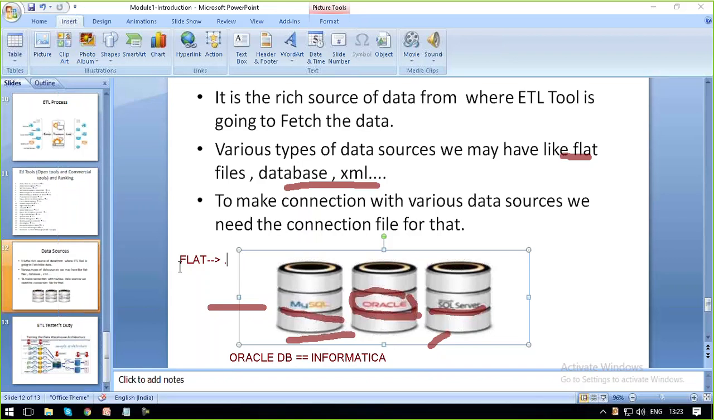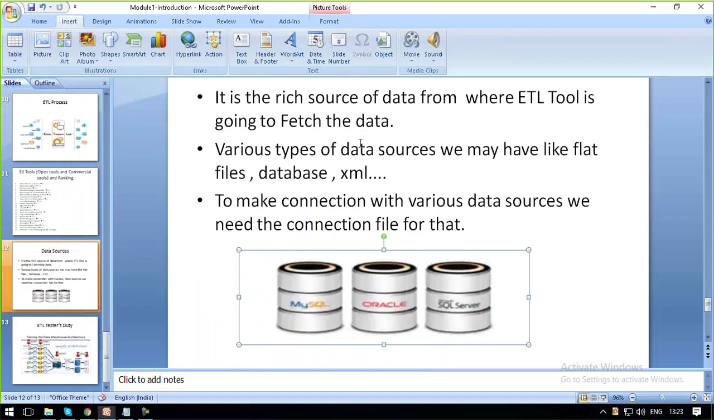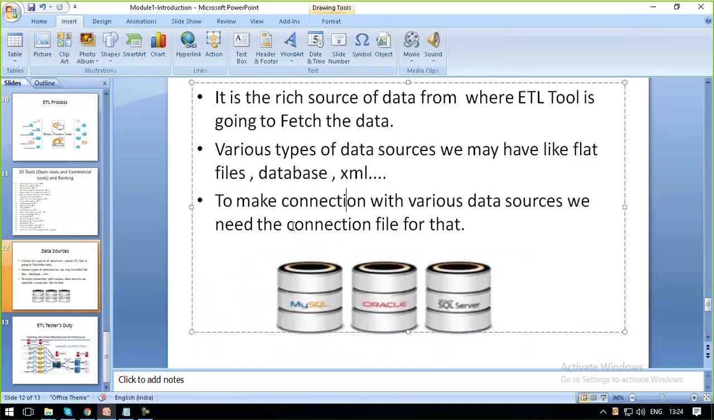For flat files like an XML file or a .txt file, we generally need the name of the file and the path of the file, where it is stored by the end user, the user who is actually trying to perform that ETL process, right? So for all these sources we have, we need to provide some connection string, connection file, or path like this.